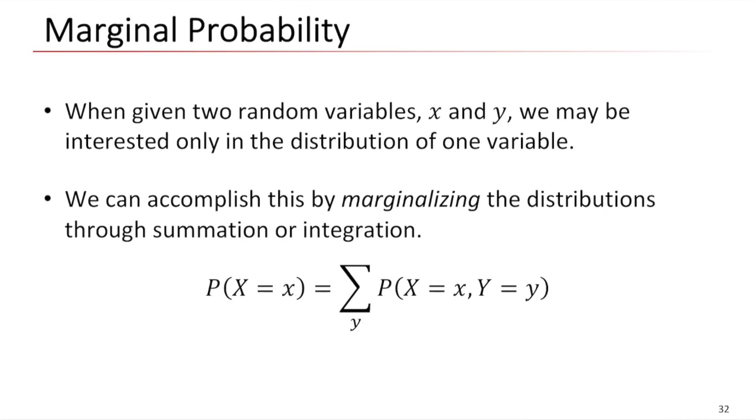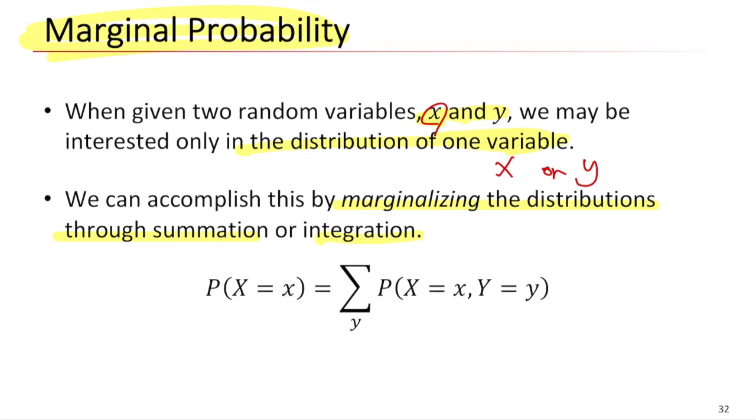When given two random variables X and Y, you may be interested only in the distribution of one variable, let's say X or Y. That's why we learn the marginal distribution, or marginal probability. We can accomplish this by marginalizing the distribution through summation or integration.